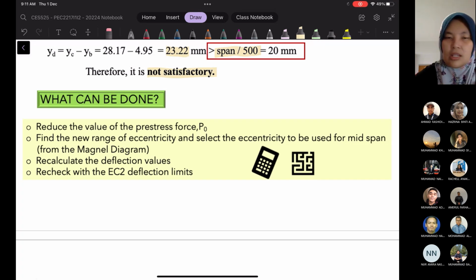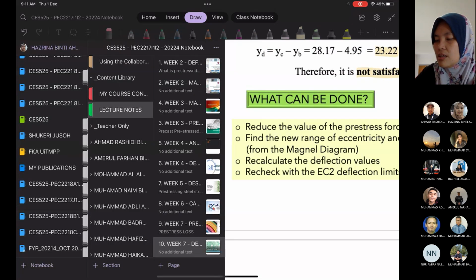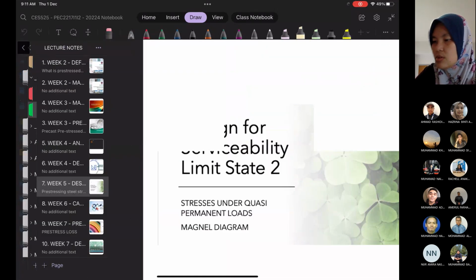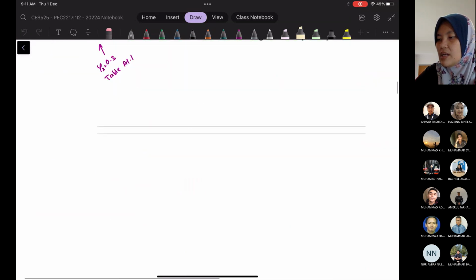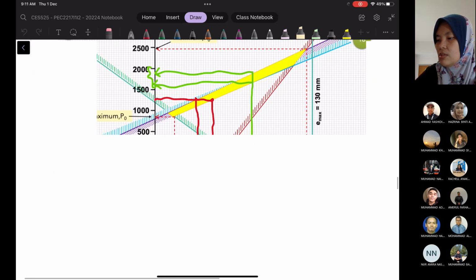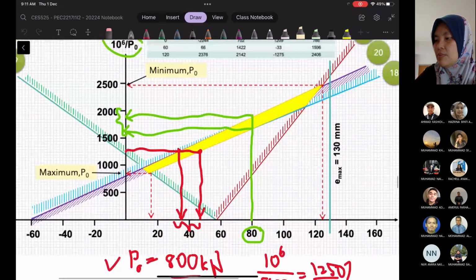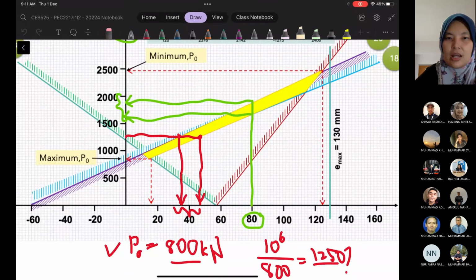So basically untuk kita reduce dia punya value, we are going to go back to the Magnell diagram punya values lah, kita tengok balik, right? So if we look back for our Magnell diagram, pasal kita guna example yang sama. Sekejap, saya scroll down. Right? So which is this one? So basically previously kita ambil P naught K equals to 700.